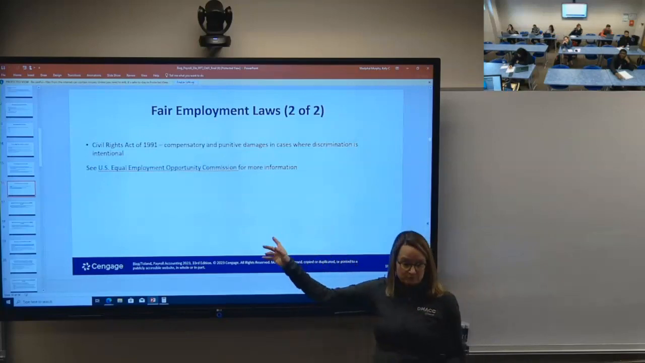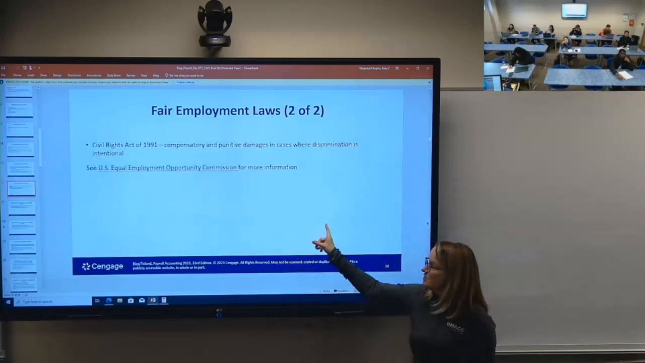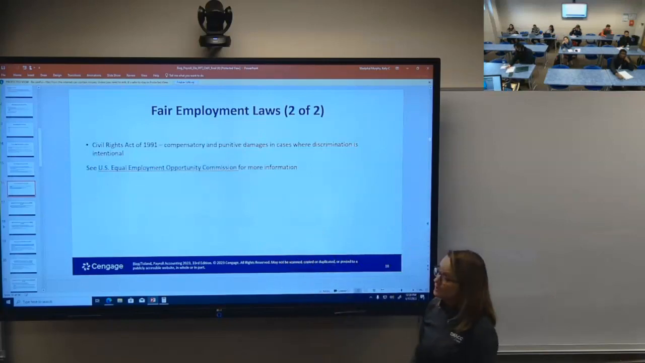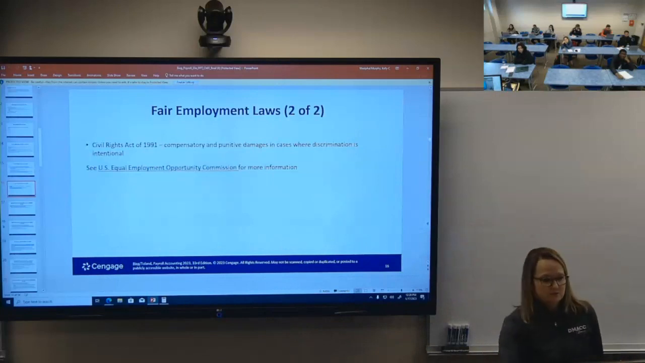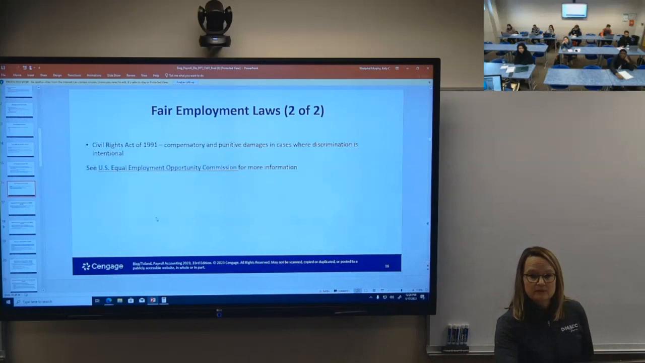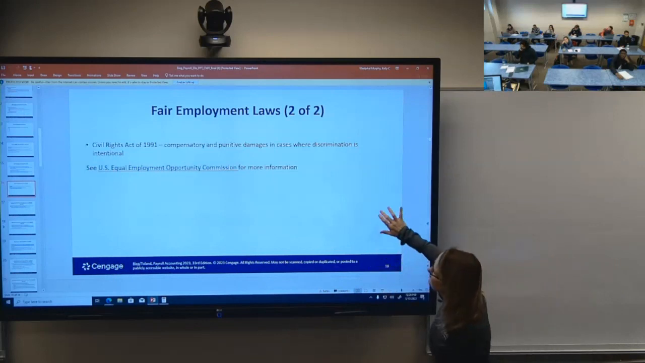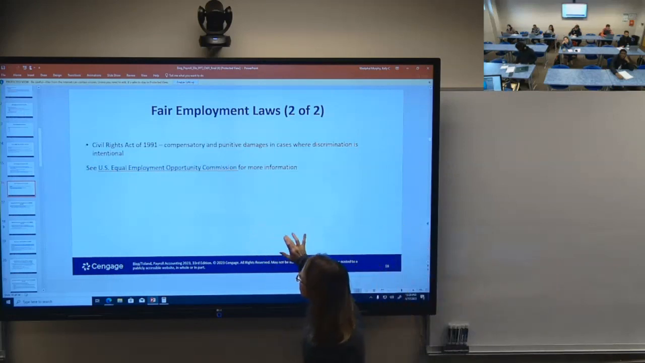The Civil Rights Act of 1991 provided that ability for those victims of discrimination to then go ahead and seek compensatory and punitive damages. It's kind of amazing that it took that long, almost 30 years, for that to happen.